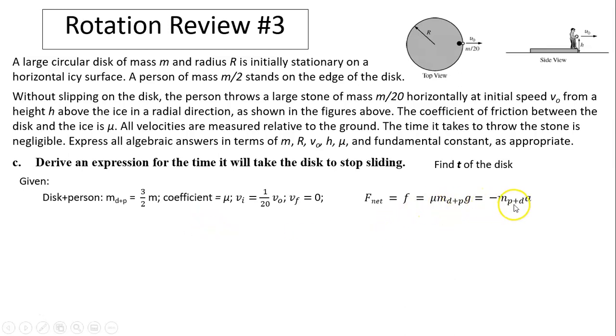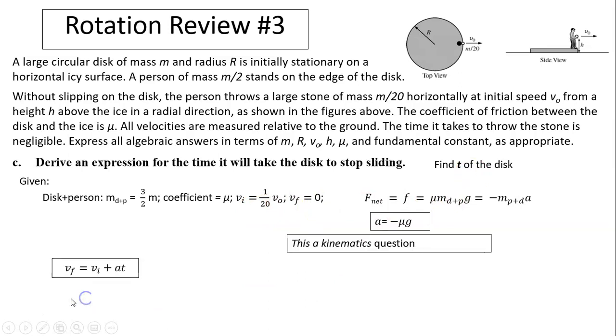So that friction produced the negative acceleration. This negative basically means the disk is slowing down to a stop. So from here, we can figure out acceleration is negative mu g. If we know the acceleration, the initial speed and the final speed, we can find the time using kinematic equations. So Vf equals Vi plus At. From here, we can find t equals V naught over 3 times mu g.